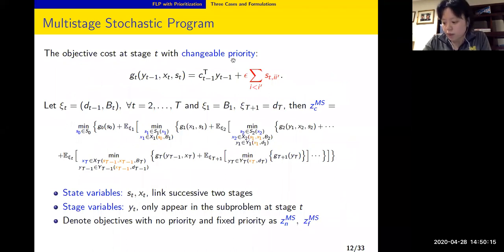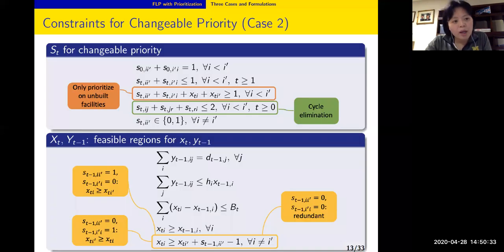Okay? So here, basically you have this typical multi-stage formulation setup. I'm going to ignore the details here. You have state variables and stage-wise variables, which means whether these variables are linking two neighboring stages, or they're just the variables within their own stage, okay? And then the constraint I have for the changeable priority case, as you can see here, you need to decide each pair, you need to decide the priority at the beginning and also the later time periods. And you only need to prioritize those facilities that are unbuilt yet, right? Because they have the chance to be built later. And then also we need to avoid a cycling constraint here.